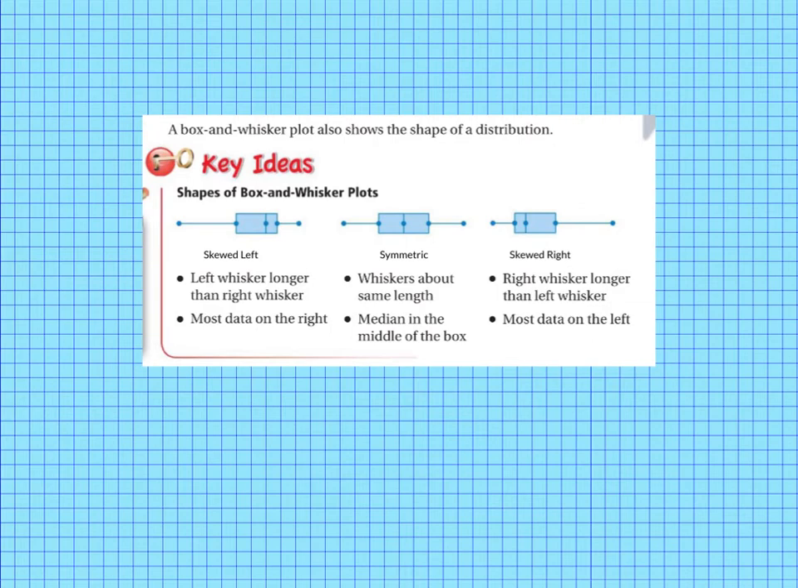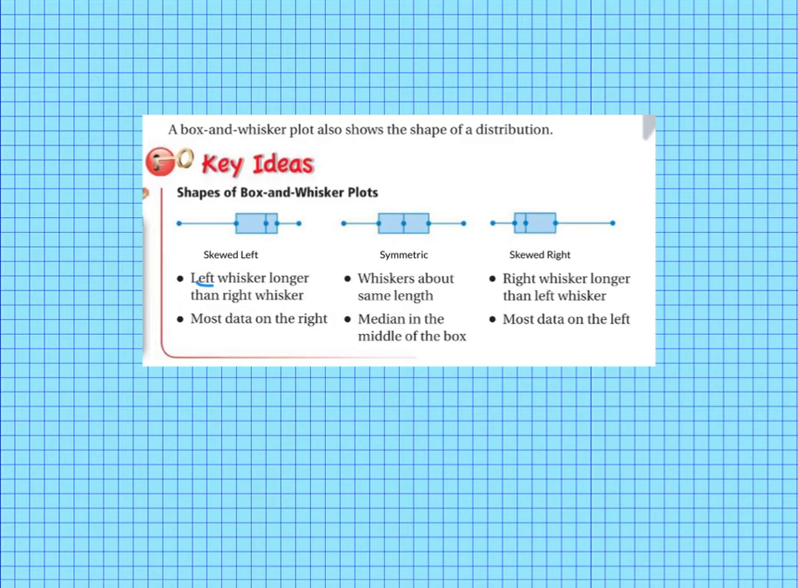Now we have another set of key ideas that just show you how to determine the shape of a distribution when you're looking at a box and whisker plot. So it's not that different from what you've done in the past. If the left whisker is longer than the right whisker, then it is skewed to the left. So just think left whisker, skewed left. Most data is on the right, so same thing as the tails. So think of whiskers and tails. We've got all sorts of little kitty body parts here.